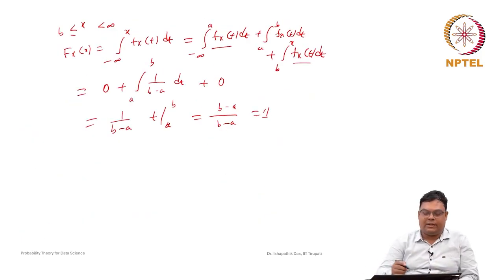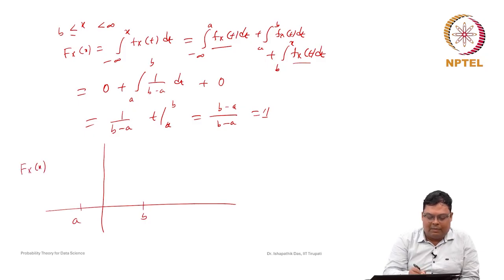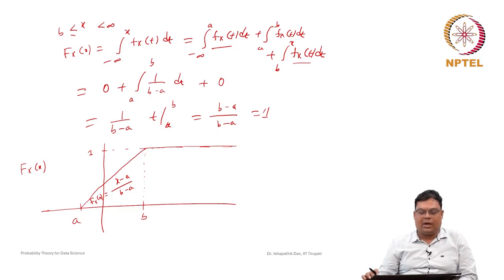Now, if you want to show this graphically, suppose this is a to b. The distribution function from minus infinity to a is 0, and at b it is 1. In between, the curve is x minus a by b minus a. So F_X(x) equals x minus a by b minus a inside the interval a to b. This is the cumulative distribution function of a continuous random variable.